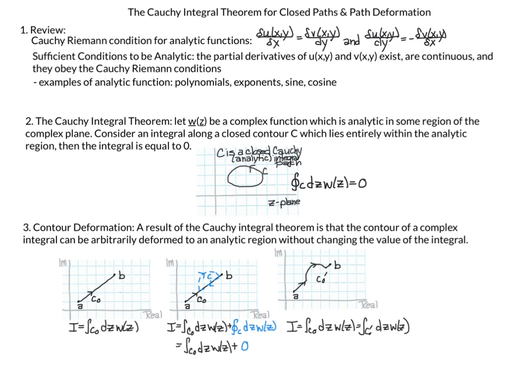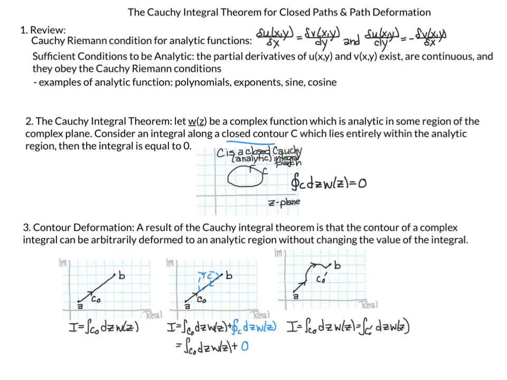But as I said, the Cauchy-Riemann conditions, you need to know them so that we can prove this amazing theorem, the Cauchy integral theorem. And this is one that you should be very thankful for. It says that if we have a function, it's a complex function, and it's analytic in some region of the complex plane, if we consider an integral along a closed contour, so this is important, it does need to be a closed contour, which lies entirely within the analytic region, then the integral is equal to 0.